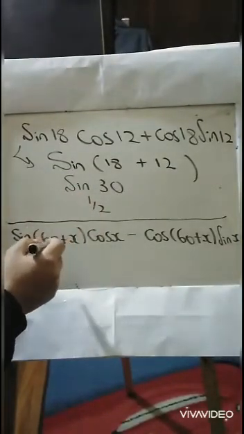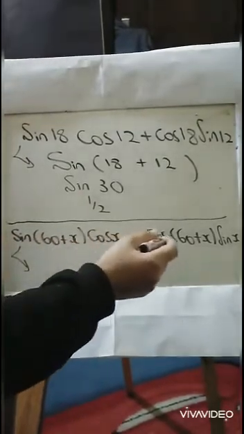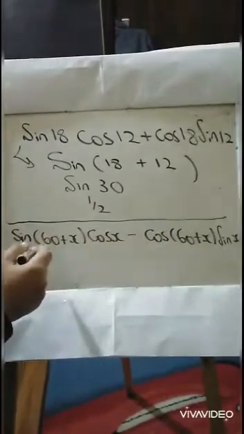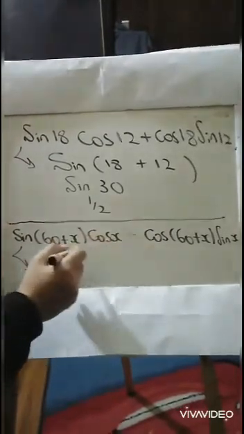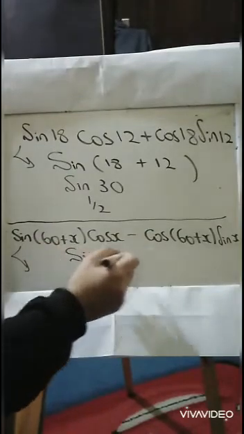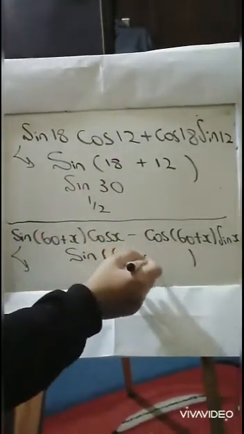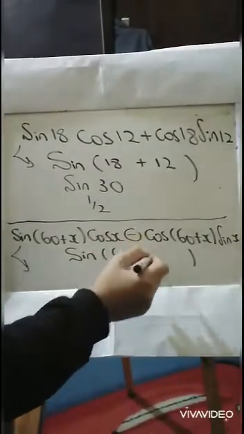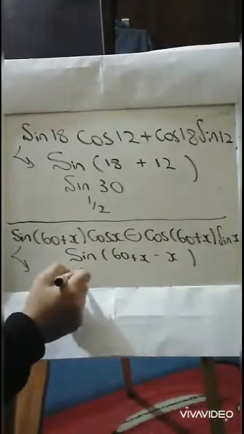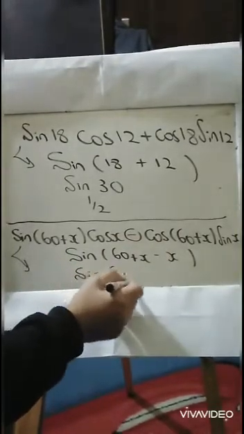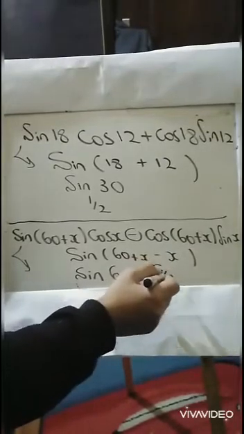Another example. Sine of 60 plus x times cosine x minus cosine of 60 plus x times sine x. Here it's also a rule of sine. Sine, cosine, cosine, sine. So I can write it as sine. What's the first angle? 60 plus x. And the middle sign will be put here. And the second angle is x. So x and x will go together. So it will be sine 60. And all of us know that sine 60 is root 3 over 2.